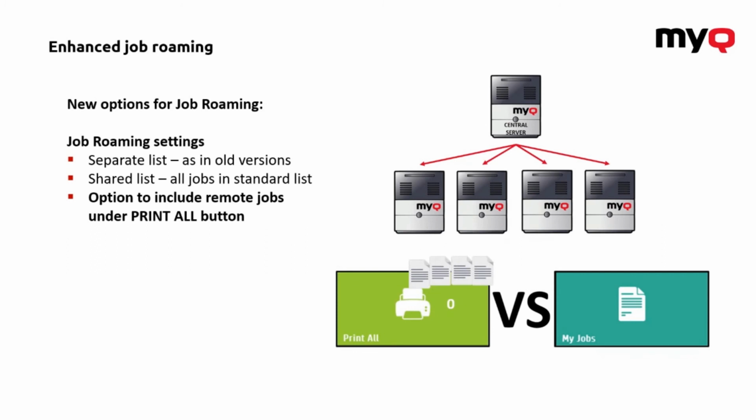So if you've got a strong network connection between or among the sites, you can just make this part of a print all. That way the user doesn't even have to go to My Jobs, doesn't have to go to some special tab or look for anything. He will just go to the embedded terminal and hit the print all button, which will automatically release all the jobs in the queue, and it would not matter if those jobs are local or coming from a distant site.